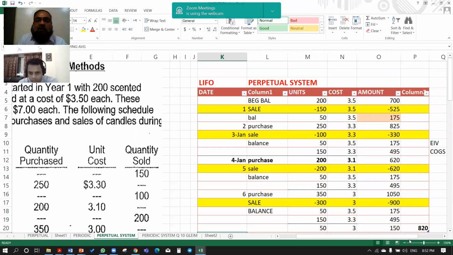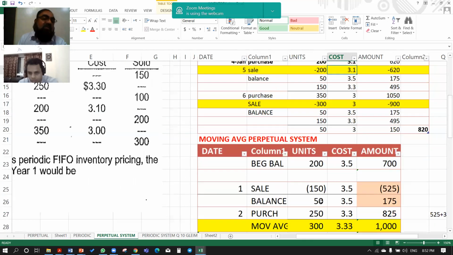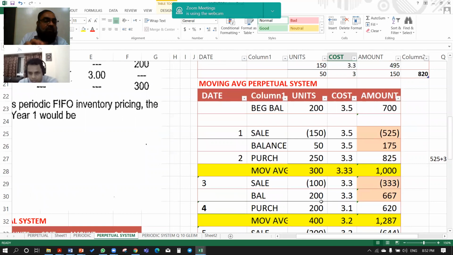Just like we said that we sell at 3.5 rate, 3.3. In the moving average method, the question comes: by which rate will you sell? So the rate we will find out is the average rate. You got the point? This is basically called the moving average system under perpetual inventory, right?